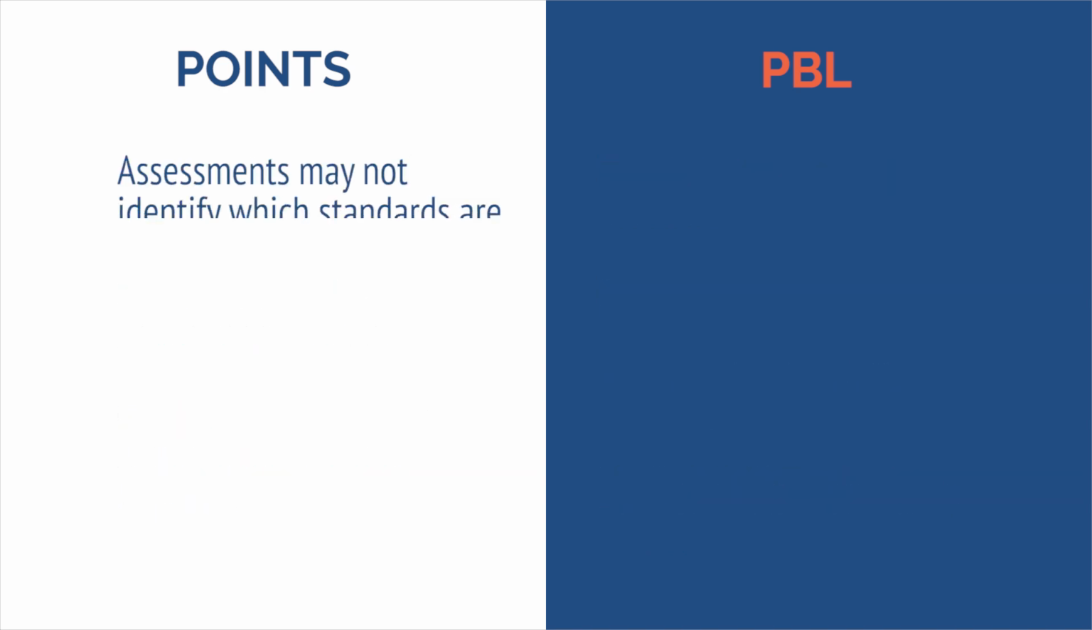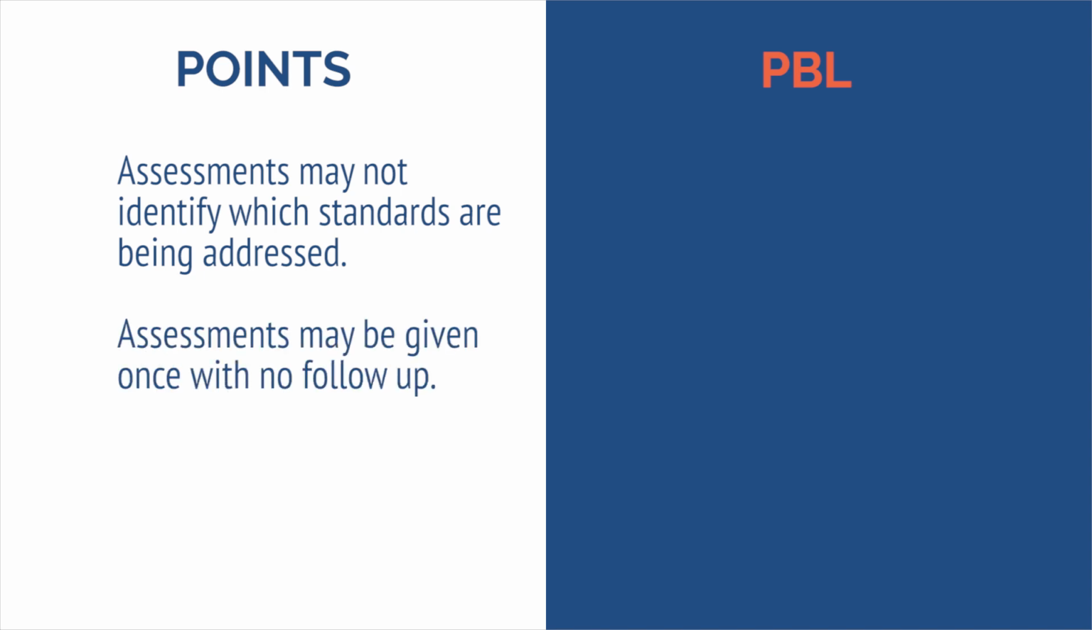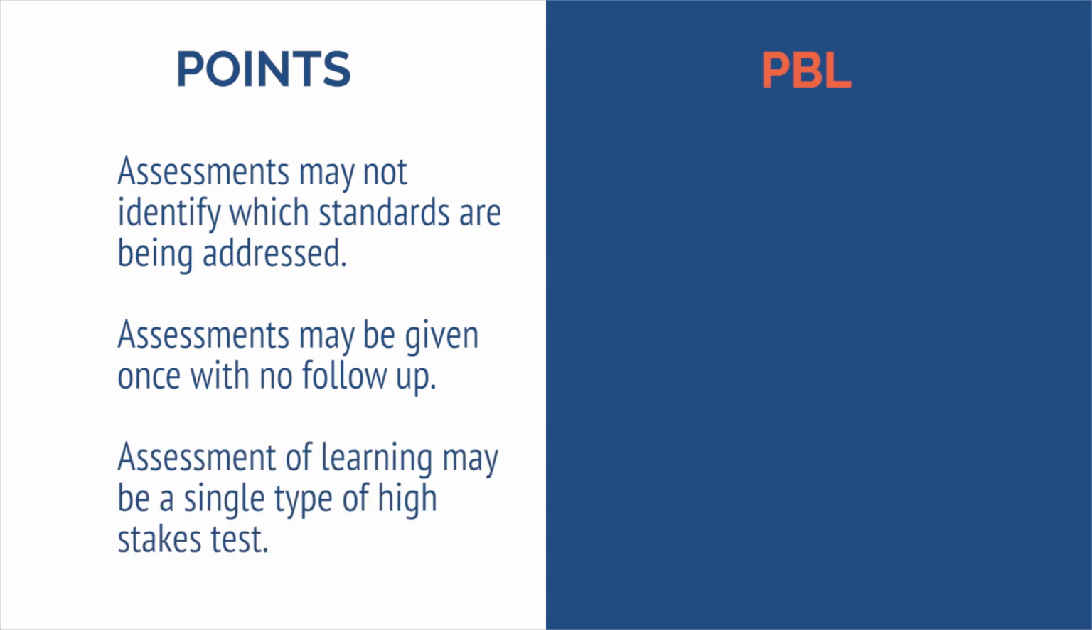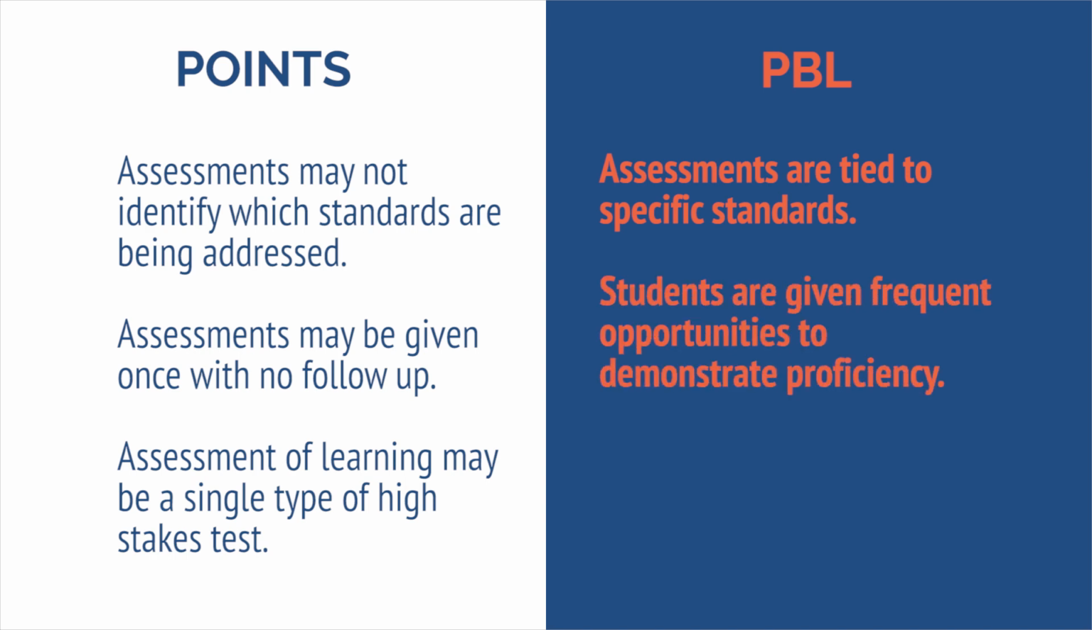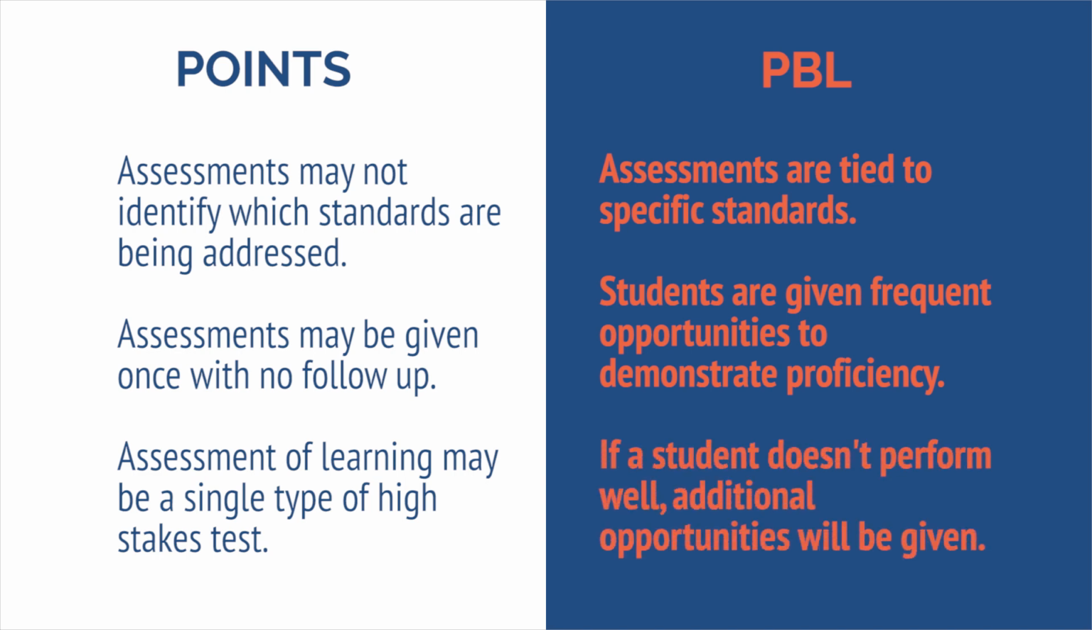With a point system, assessments of learning may not identify which standards are being addressed. Assessments may be given once and no process is in place to address unlearned material. And the actual assessment of learning may be a single type of high-stakes test. In proficiency-based learning, assessments are tied to specific standards to inform a student's progress and proficiency. There are frequent opportunities to demonstrate proficiency. If a student doesn't perform well on an assessment, additional opportunities will be available to show proficiency.